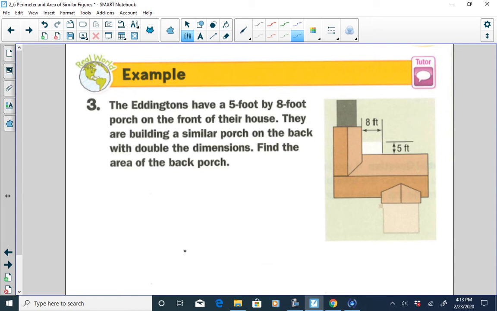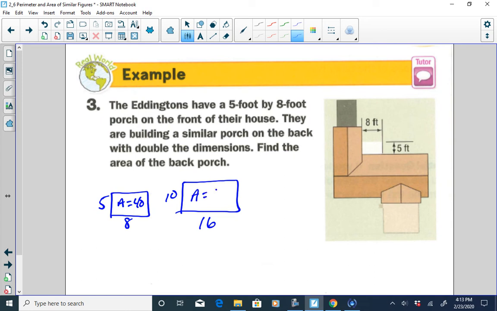All right. Well, let's sketch some pictures here. So I have one rectangle that's 5 by 8, right? That is what they have now, but they're doubling the dimensions. So if we double the dimensions, that's going to be 10 by 16. I know the area here, right? Area here is going to be 40. The area here is going to be 160. And those are square units.